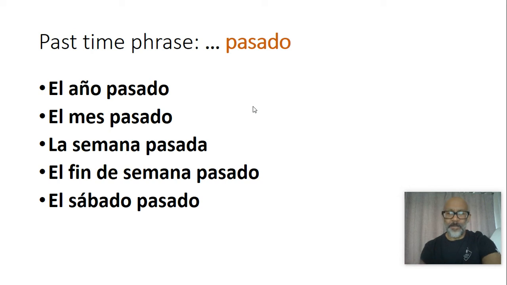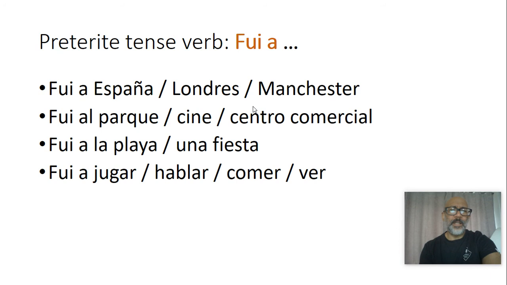Let's look at the verbs now. The verbs are really important in any language, and in Spanish that's no exception. So I want to talk about past action. We use the present tense verb, and as mentioned, one of the easiest ways to do that is to use the verb fui, I went. So I've already mentioned how you could talk about where you went with the name of a country or a town, such as fui a España, I went to Spain. Fui a Londres, I went to London. Fui a Manchester, I went to Manchester.